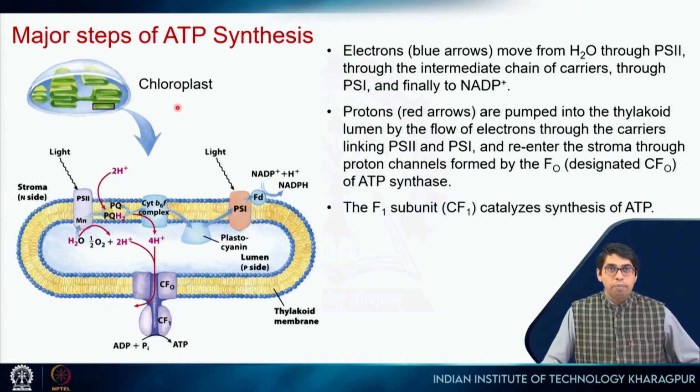So, these are the major steps of ATP synthesis. So, this is the chloroplast. Electrons move from water. So, this is water, right. Light comes in and that energy is used to split water, and water becomes oxygen plus hydrogen ion, right. So, electron moves from this to photosystem, this is PS2, which means photosystem 2, through intermediate carriers.